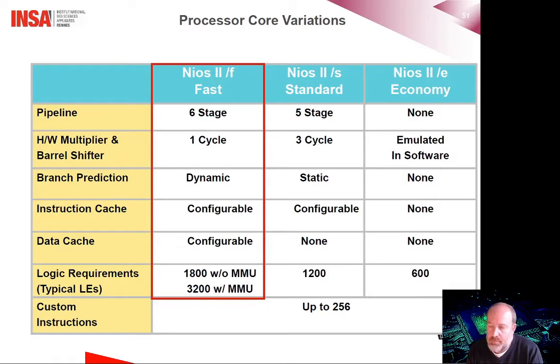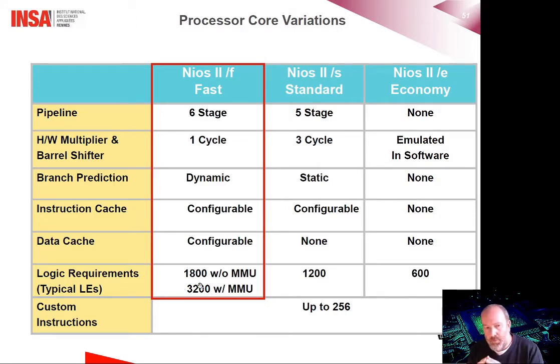On the contrary, if you want to have a fast, very efficient and performing processor, you can choose the fast version of the Nios II processor. In this case, you would have a 6-stage pipeline processor, which is able to perform a hardware multiplication in only 1 cycle. Here, the branch prediction is dynamic. Moreover, the instruction and data caches are configurable for much flexibility. Nevertheless, in this new processor, the logic resources are much higher, since it requires 1,800 logic elements without a memory management unit, or MMU. So if you want to add this memory management unit, for example, if you want to implement an operating system on top of the processor, then it will require 3,200 logic elements.